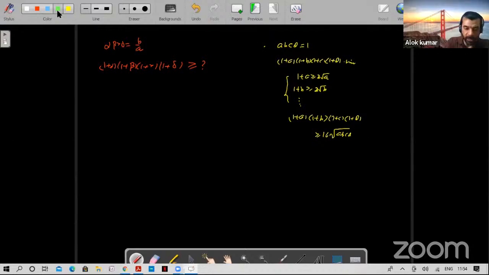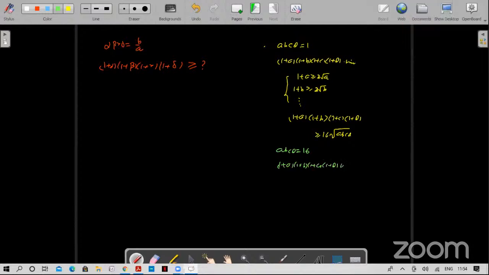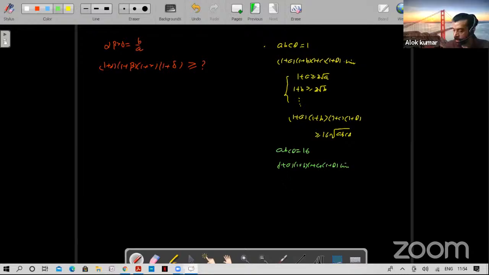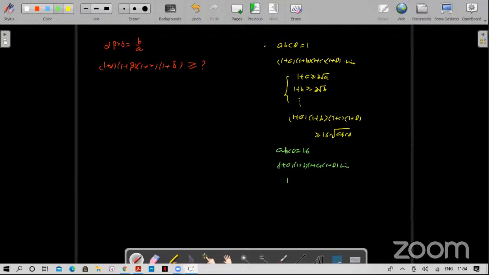Change the same question and make ABCD equal to, say, 16 now. And then I want the same thing, 1 plus A, 1 plus B, 1 plus C, 1 plus D minimum. This time, of course, no, this is 16 given now. Earlier it was 1. So the method works out. Equality, I said 81. Product. Of course, your method is correct.